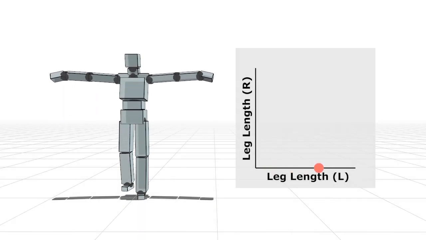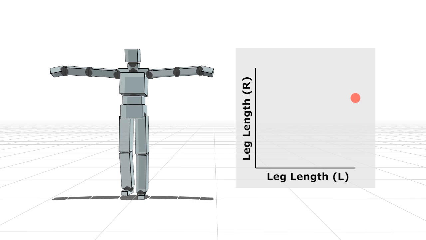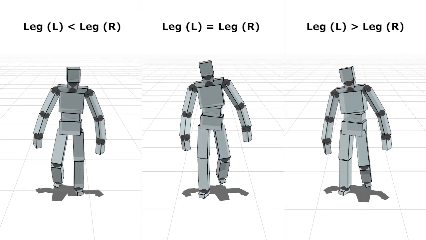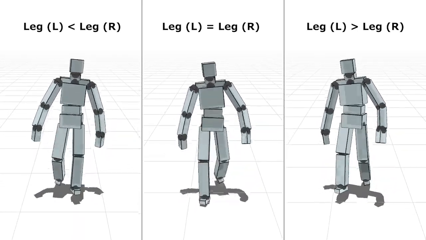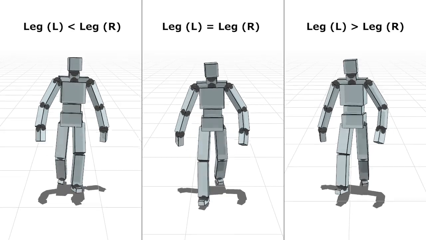Here we can change the length of a single leg up to 10% so that they can differ from one another by 20% in extreme cases. The characters on the left and right sides are limping because their legs are highly asymmetric, whereas the character in the middle can walk normally.